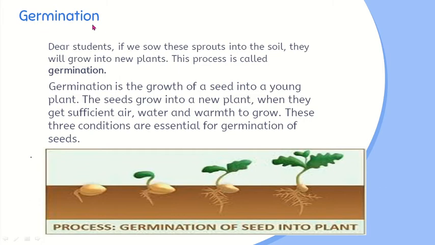Next is germination. Dear students, if we sow this sprout into the soil, it will grow into a new plant. This whole process is called germination. It requires air, water and warmth to grow. These three conditions are essential for germination of seeds.